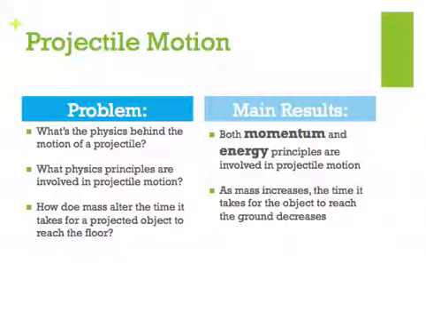It's what's the physics behind projectile motion and the motion in a projectile, and which principles are involved, and how, if you change the mass of the ball, does that alter the time it takes for the ball to reach the floor. And the main results, which we're going to see later, are that both the momentum and energy principles are involved, and as mass increases, the time it takes for the object to reach the ground decreases, and it's very drastic.